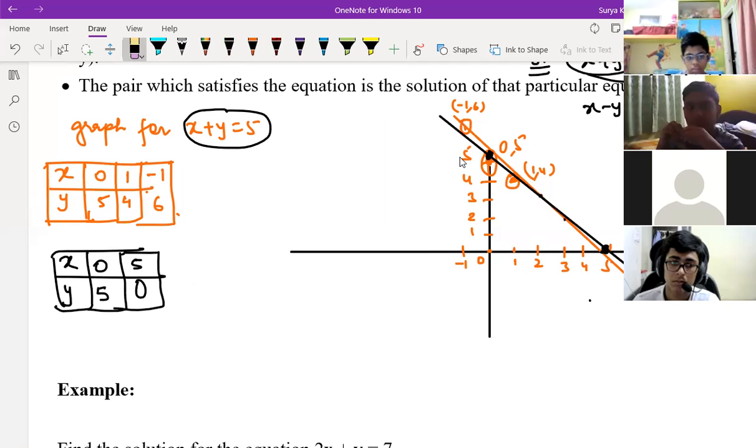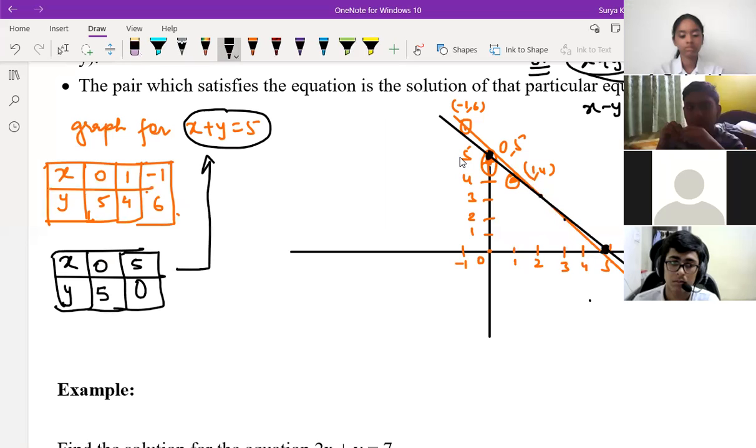See how we are getting 5. We are putting it in this equation actually. If x is equal to 0, then put it in the equation: 0 plus y is equal to 5, then we are getting y is equal to 5, right? We have to put it in this equation, then we are getting y is equal to 5. We are not putting it here.